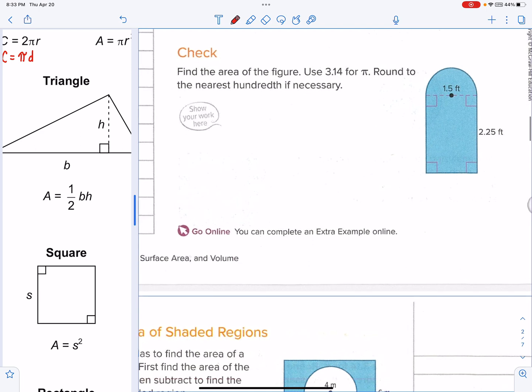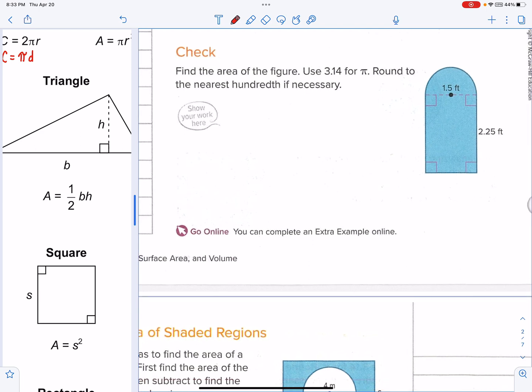Let's go down here. You can try this one out. Go ahead and try it on your own. You can pause the video right now if you want, and then I'll work through it pretty quickly and you can check your work. Okay, go ahead and pause if you want.